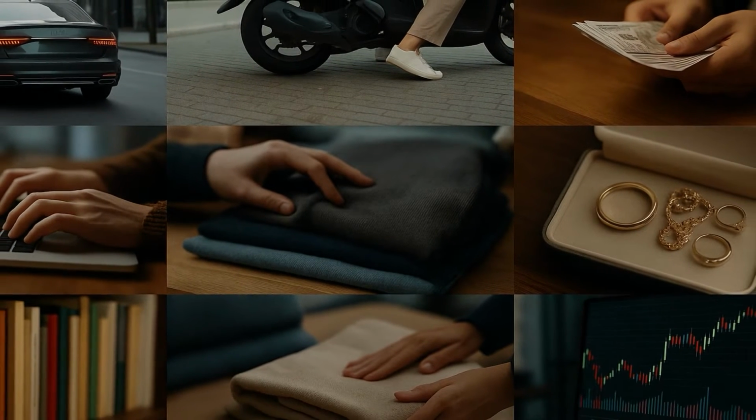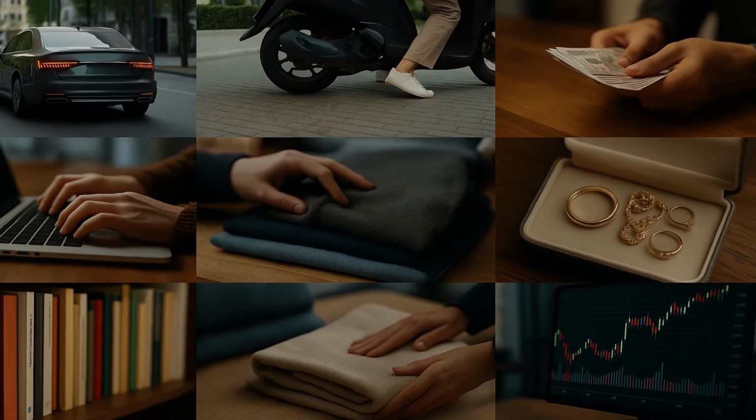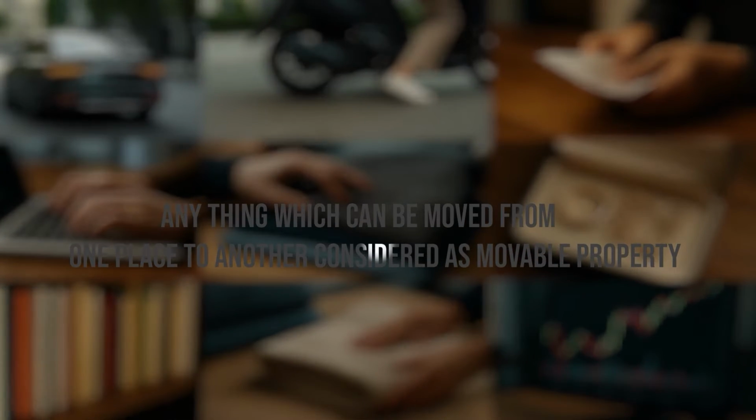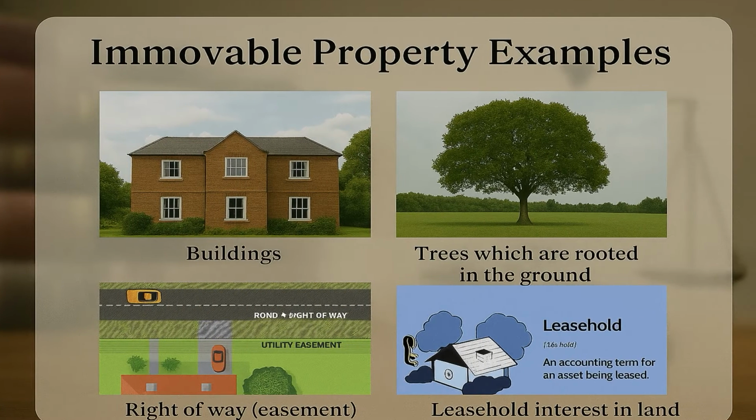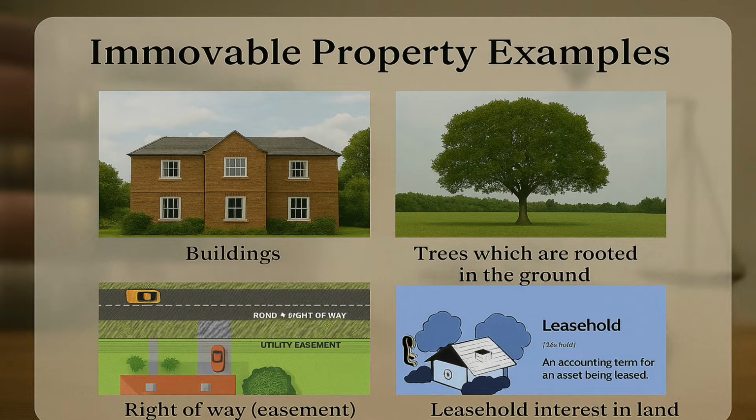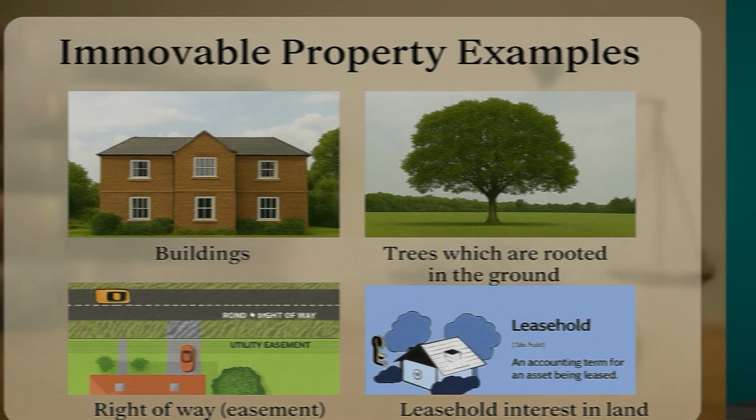For practical purposes, if we talk about movable property, the vehicles, cars, scooters, furniture, computers, cash, jewelry, stocks, shares, books, clothes, etc., anything which can be moved from one place to another is generally considered as movable property. While immovable property examples would include buildings, trees which are rooted in the ground, right of the way, that is easement or leasehold interest in the land in certain contexts, all these are included under the definition of the immovable property. The legal distinction can be understood in such a manner when I talked about the mango tree example.